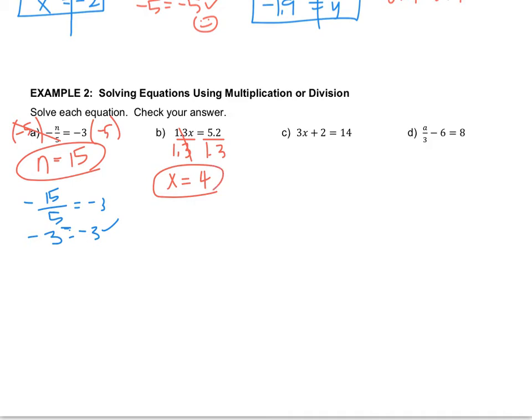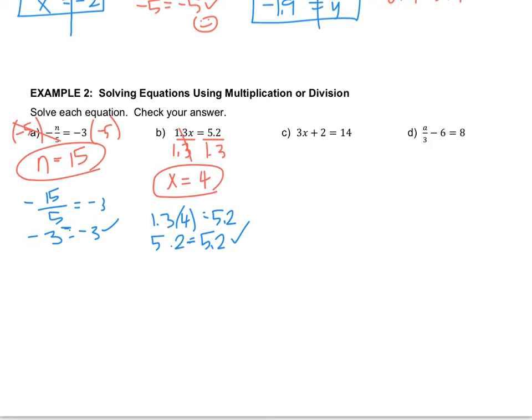So let me check. 1.3 times 4. Again, I'm not using the x because the x looks like a variable. So in 8th grade, we're going to use either the parentheses or the dot, preferably the parentheses. Remember, we're not even really in 8th grade. Our brains are in 9th grade, and this is 9th grade math. And when I multiply, I get 5.2 on the left, and it was 5.2 on the right.